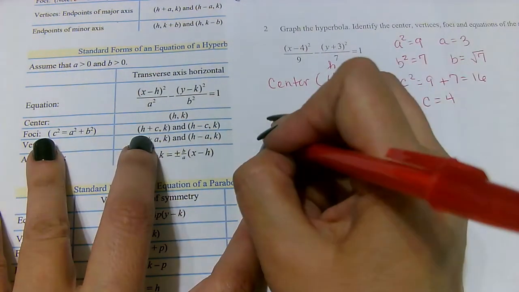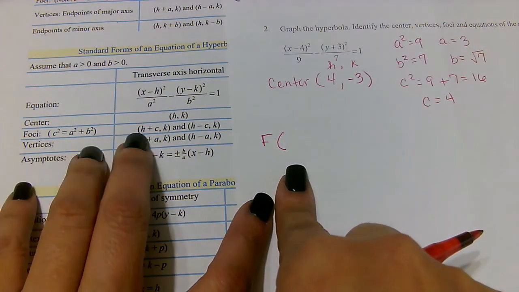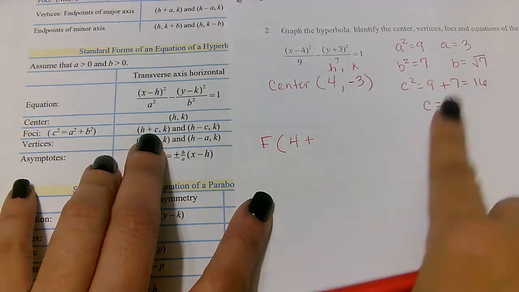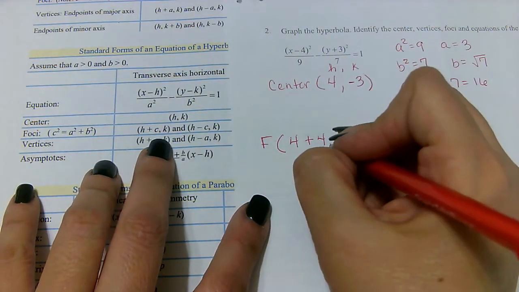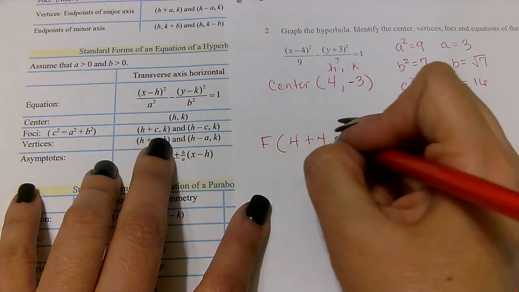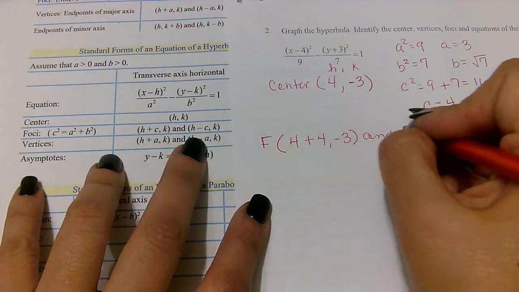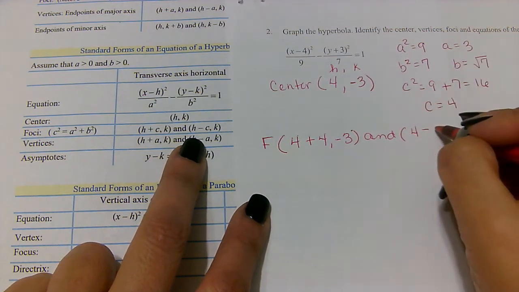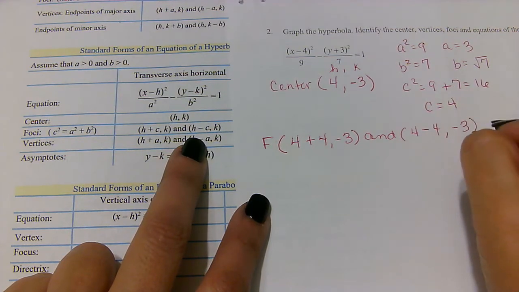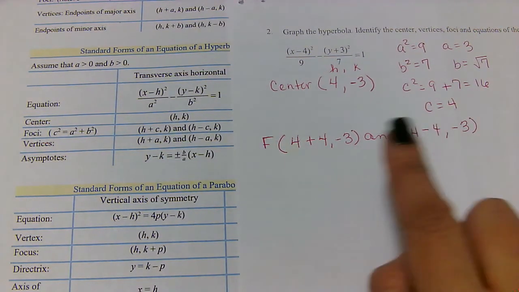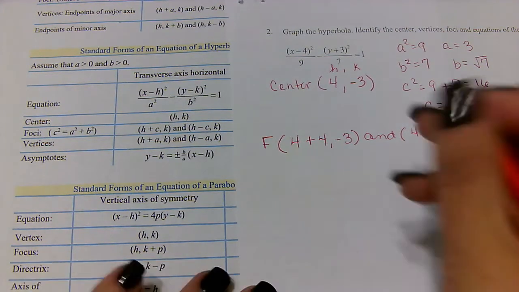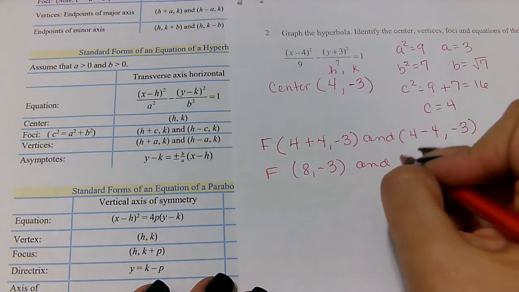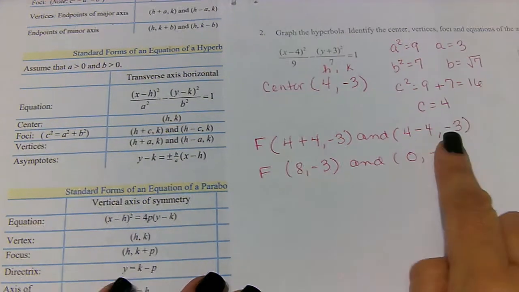Let's go ahead and do the foci next. The foci will be using these equations. It says h, which is 4, plus c, which is 4, comma, k, which is -3, and h, which is 4, minus c, which is 4, comma, k, which is -3. I'm going to simplify. So 4 plus 4 is 8, -3, and 0, -3. This will be our foci.